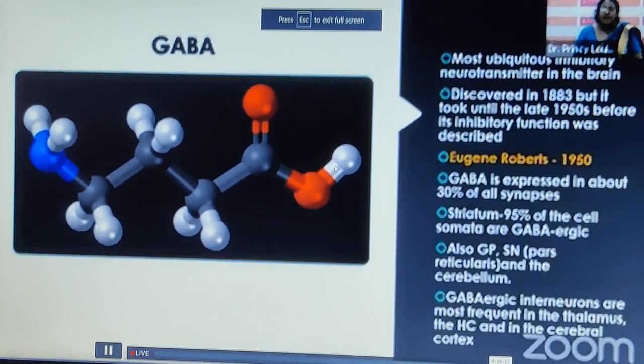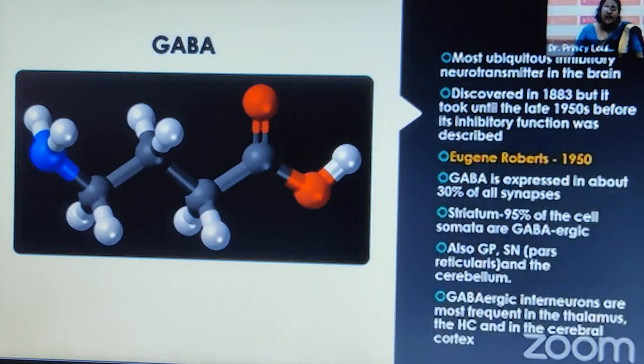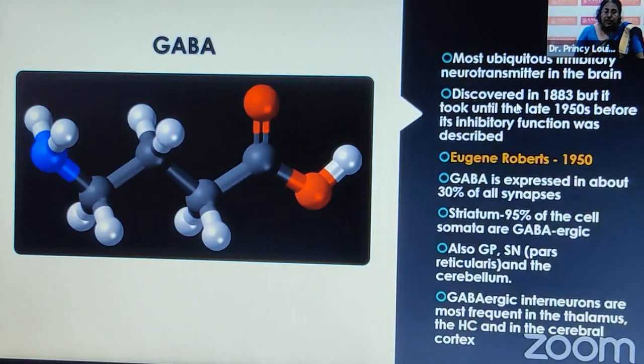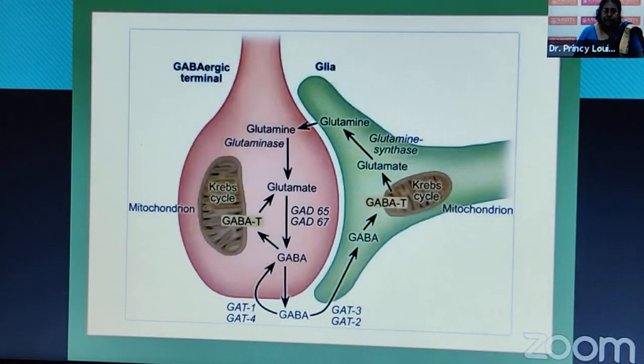GABA is a neurotransmitter, the inhibitory neurotransmitter that is occupying 30% of the synapses in our central nervous system. This was discovered in 1883, but its use came only in the 1950s, in a seminal article in 1957 and 59, where they discovered it as a protein in the gray fish. So we see 95% of the GABA is present in the striatum.